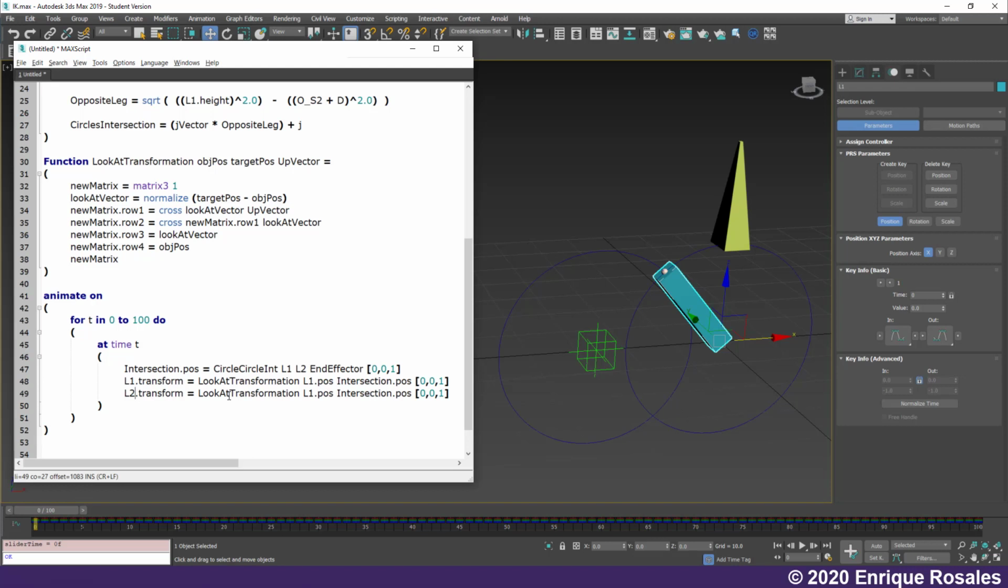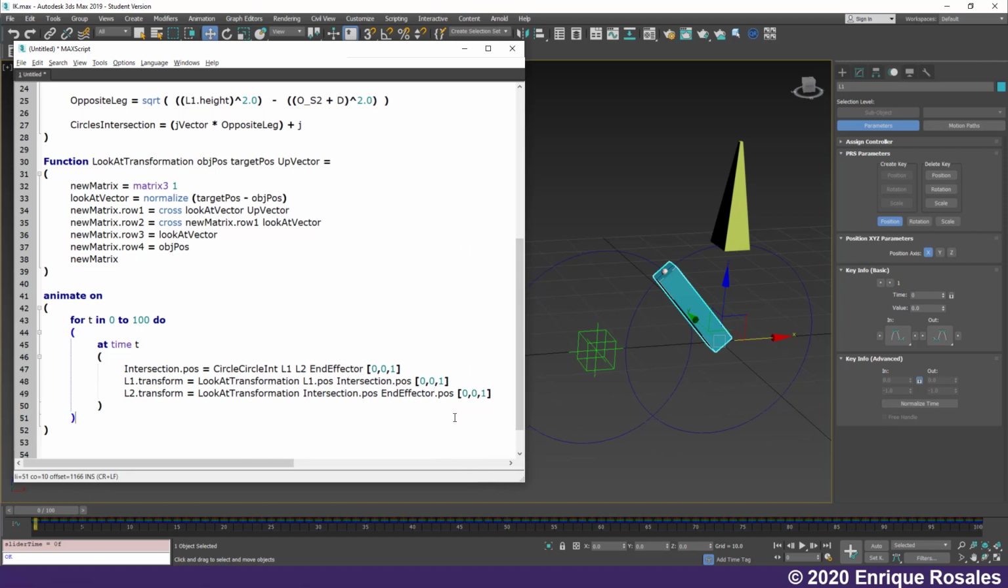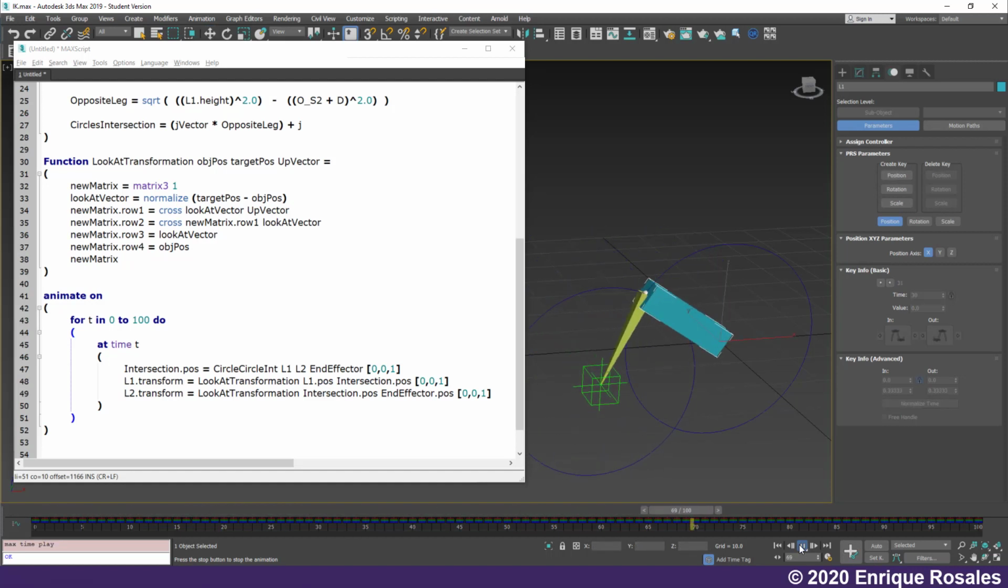Okay, so L2 transform will be the same thing. Look at transformation. Now its origin is not L1.pos, right? Its origin for this guy will be this guy here, right? So it will be intersection.pos, the first position, and the end position will be the one from the end effector, right? And the same for the up vector. Yes, okay. So now we have an inverse kinematic solution, right?